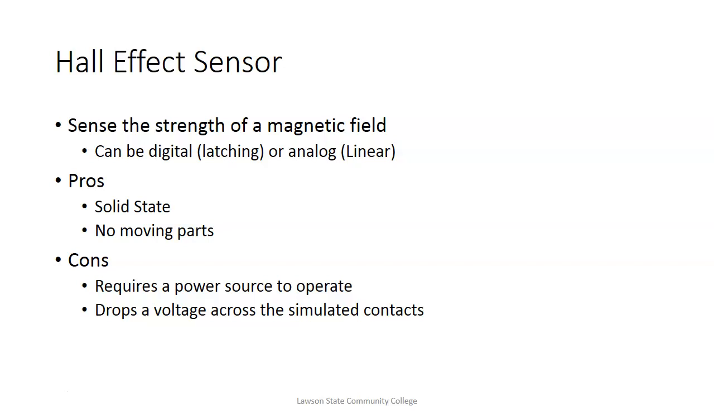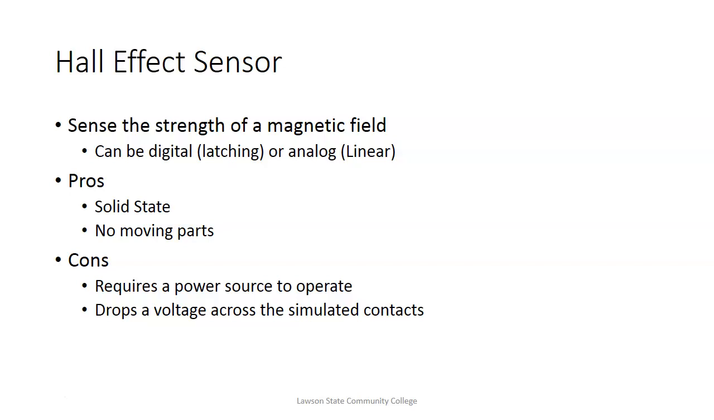Then we have what we call Hall effect sensors. These sense the strength of the magnetic field. They can either be digital or analog. All the ones that we have are digital, which means they either turn on or turn off. These are solid state devices, so since they're solid state devices, they have no moving parts.